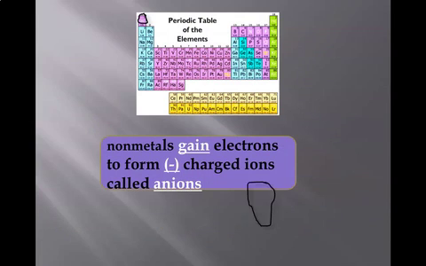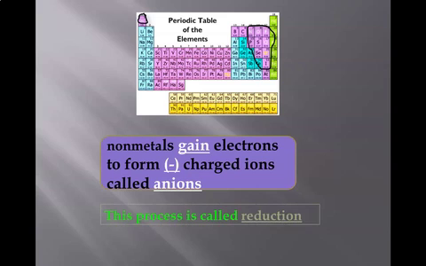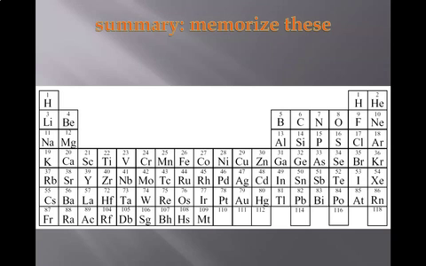Okay, so now we'll talk about nonmetals, which are just circled on the periodic table. Nonmetals gain electrons to form negatively charged ions called anions, and this process is called reduction. So we talked about how to memorize before on the charges. We're going to talk about valence electrons, which should be a little bit of review.